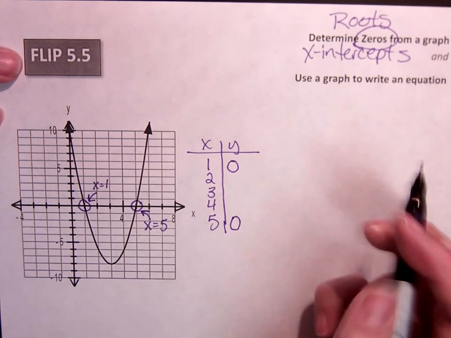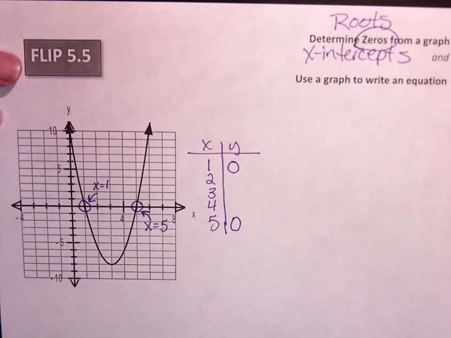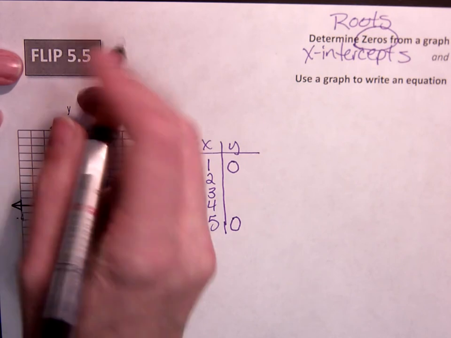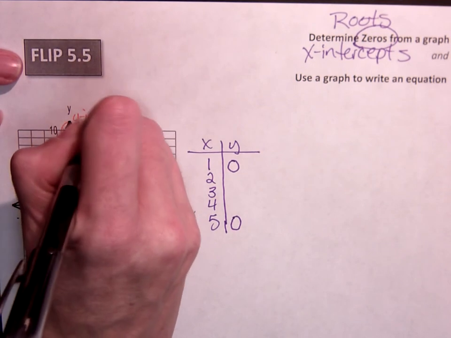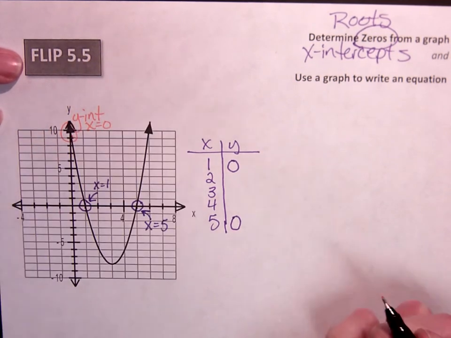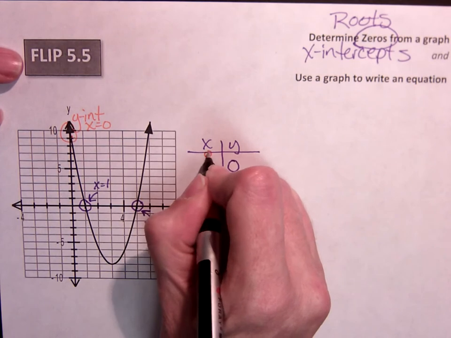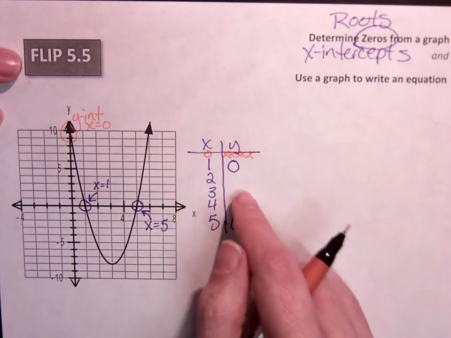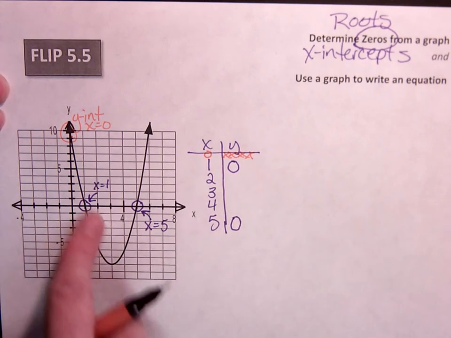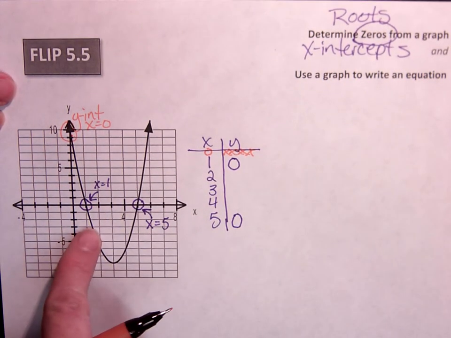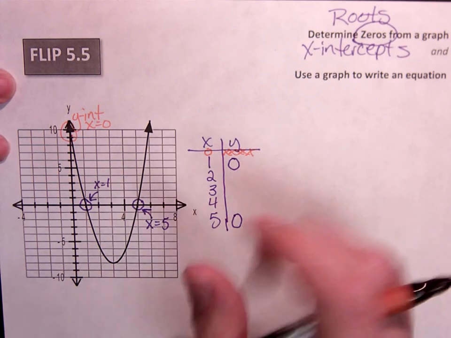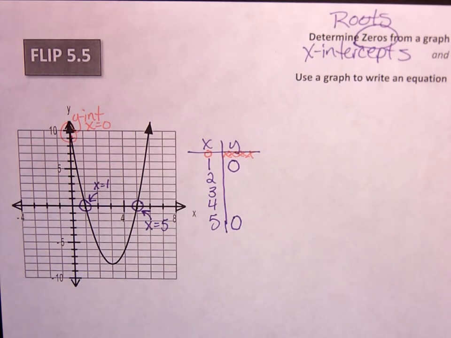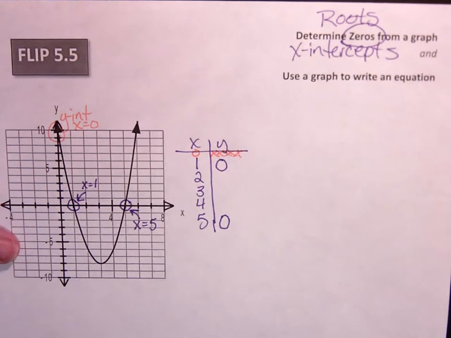We want to be careful that we're not looking for where x is 0, because remember that is our y-intercept. So the 0 that I find over here, I'm not interested in if our focus is roots, zeros, x-intercepts, right? We're looking for where y is 0, which happens in these two places. Okay. Well, I can use that information to write an equation.